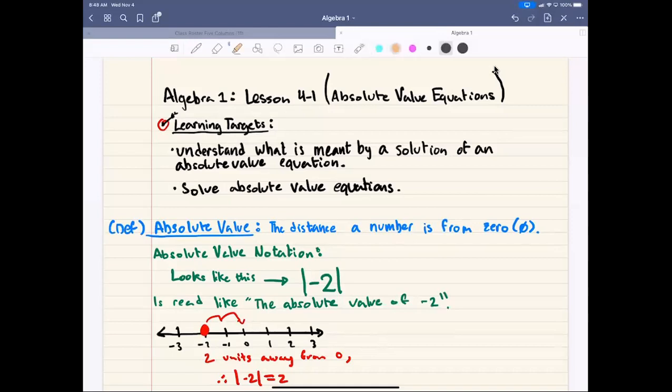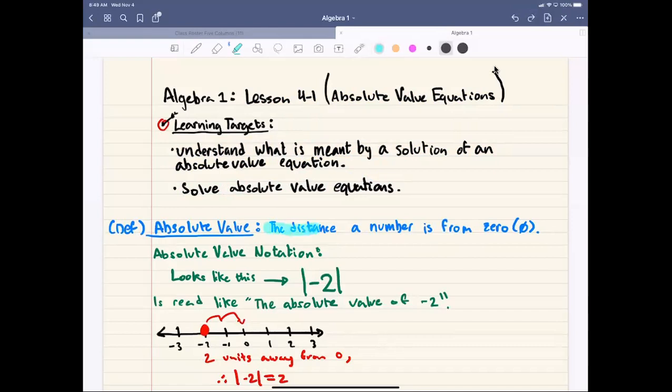Today's lesson is going to be 4-1. What's 4-1? Well, it's absolute value equations. Our learning targets today are to understand what is meant by a solution of an absolute value equation. And the more important one, I think, is we need to know how to solve absolute value equations. But before we begin, we've got to define our new word, absolute value.